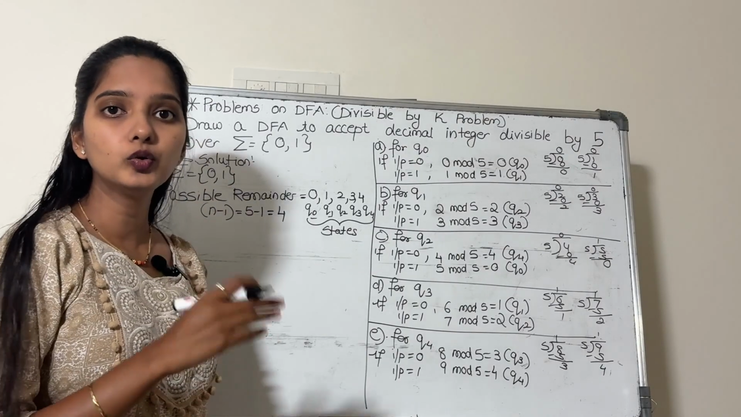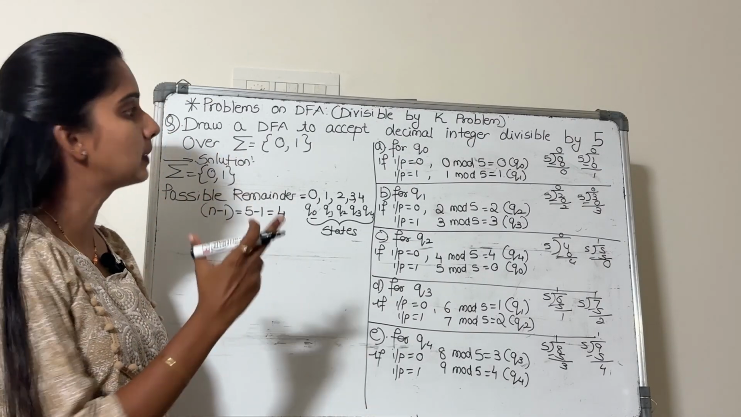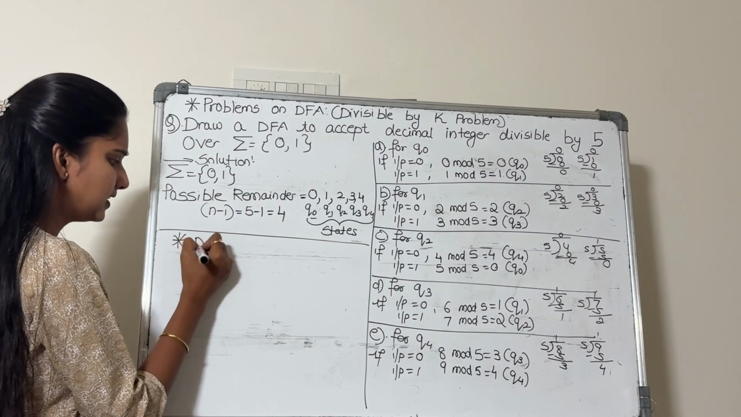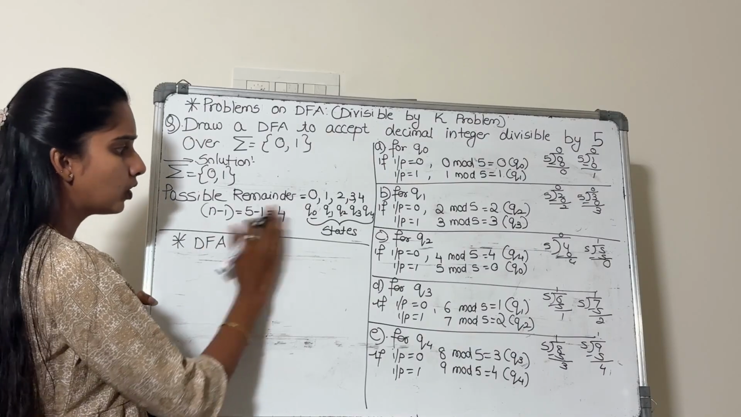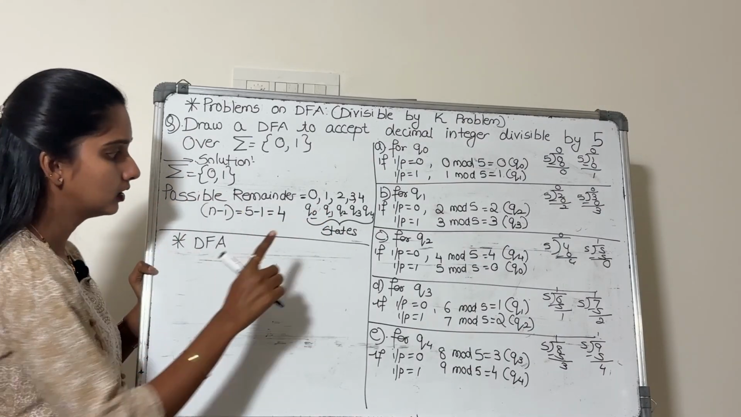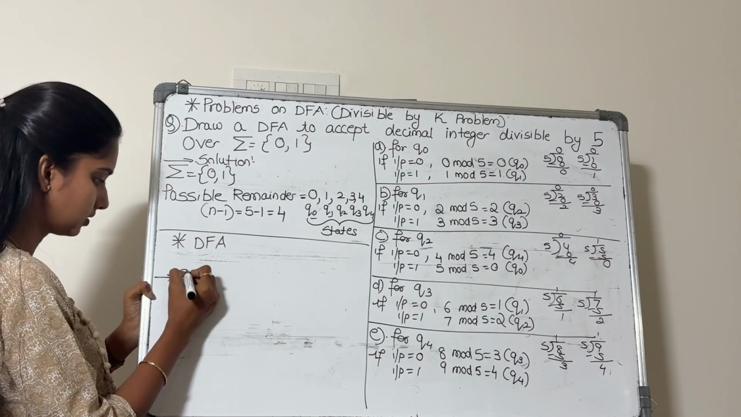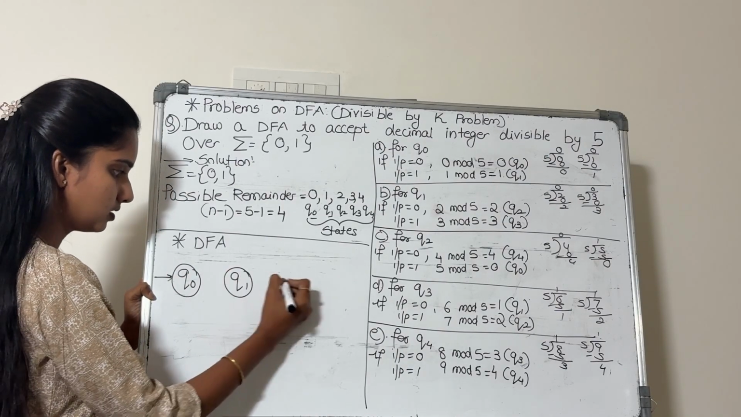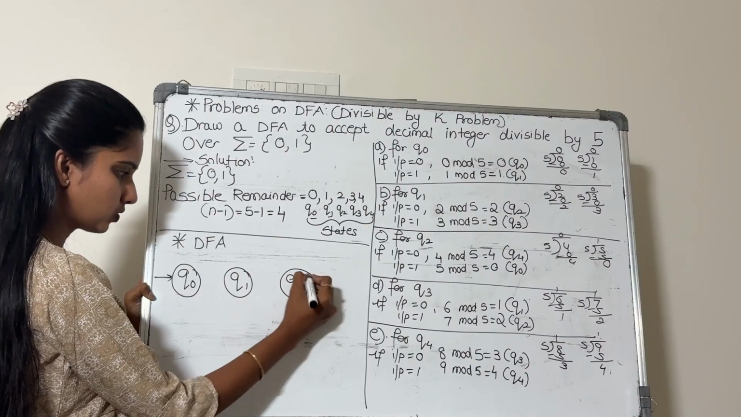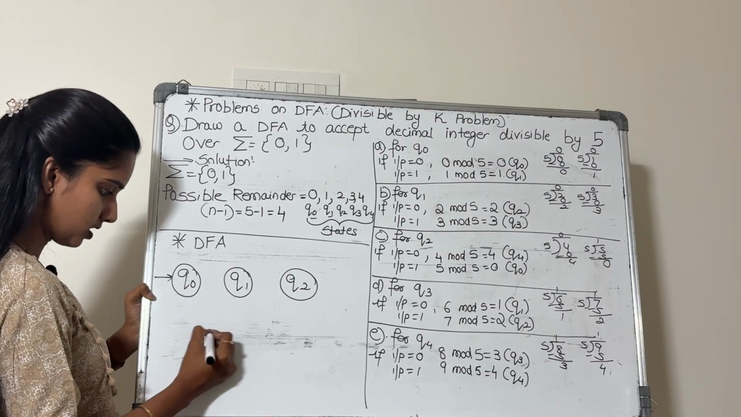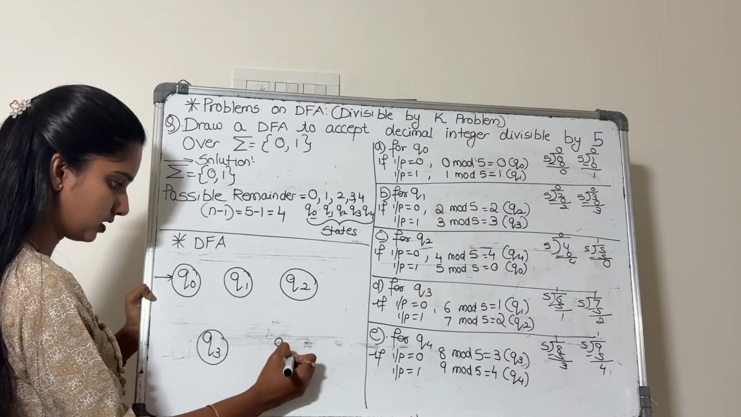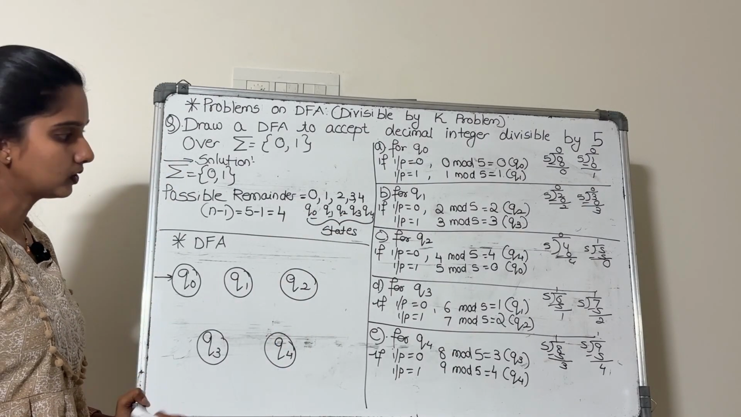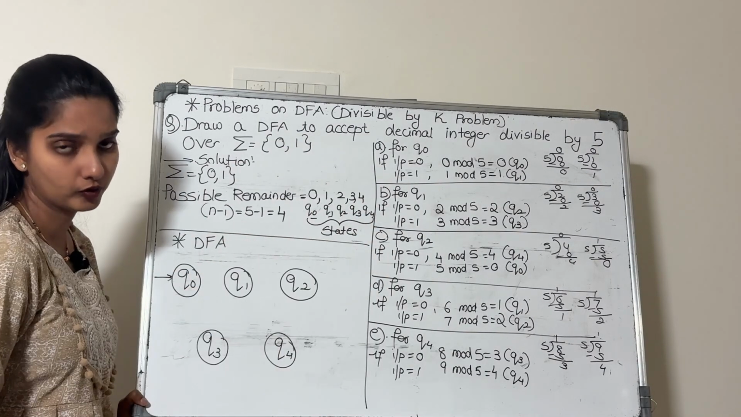Now coming to the final step, which is to draw my DFA. How to draw the DFA? It's very simple. Total how many states are there? There are a total of 5 states. First draw the states: Q0, Q1, Q2. I'm just drawing the other two down. You can draw it however you want. So these are the possible states, Q0 to Q4. Now let's go for the transitions.